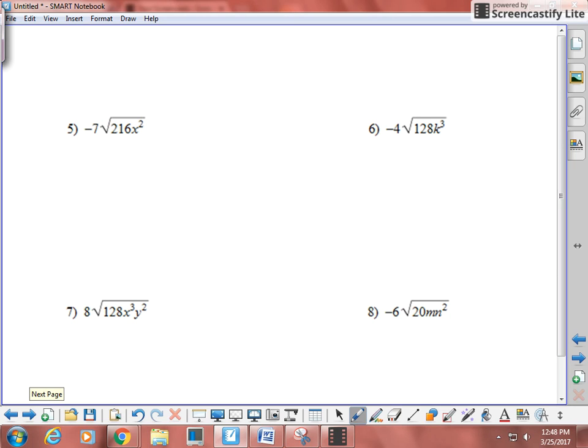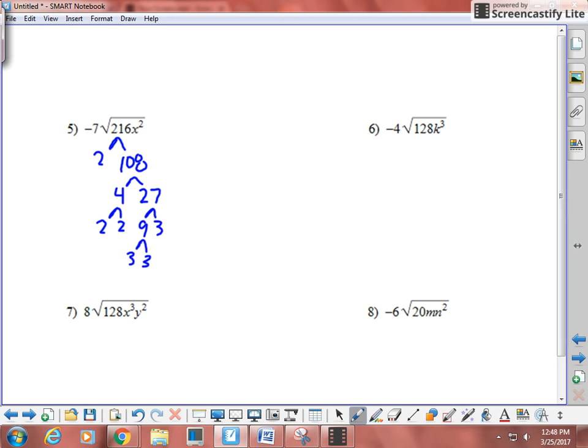Okay, on to the next page of this. Same thing here, except now we have a coefficient that's out in front of this. So if I want to break down 216, I know that 216 is divisible by 2. So that's going to give me 2 and 108. I know that 108 is divisible by 4, 4 and 27. So 2 and 2, and 9 and 3, and 3 and 3.